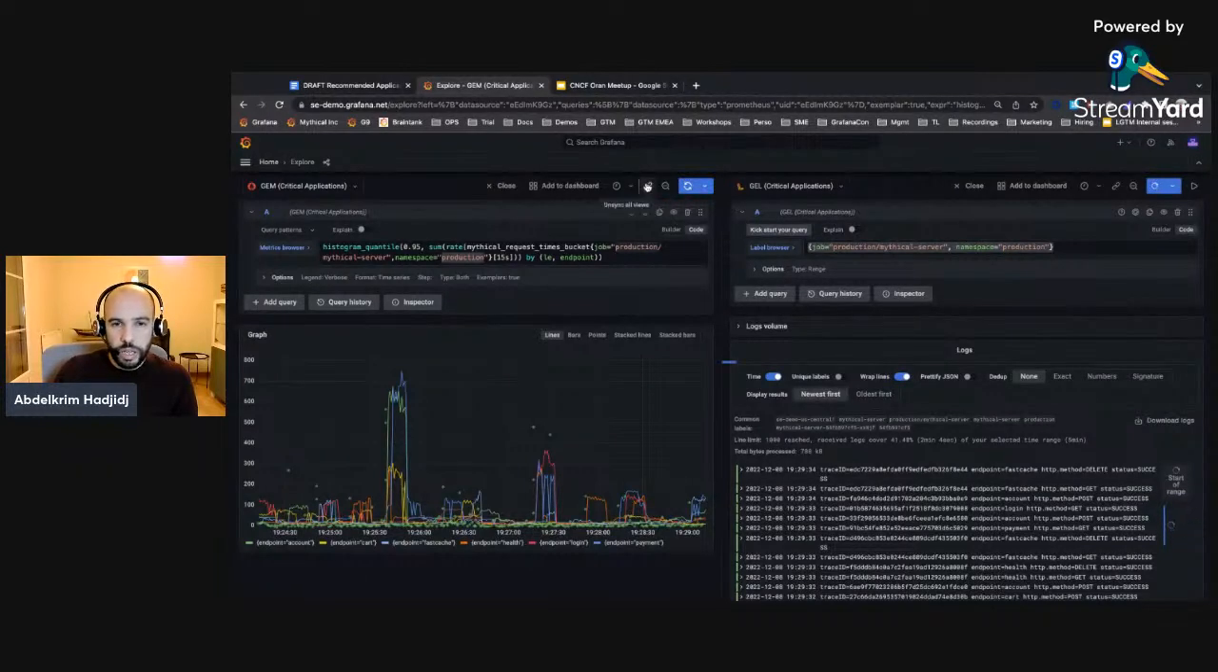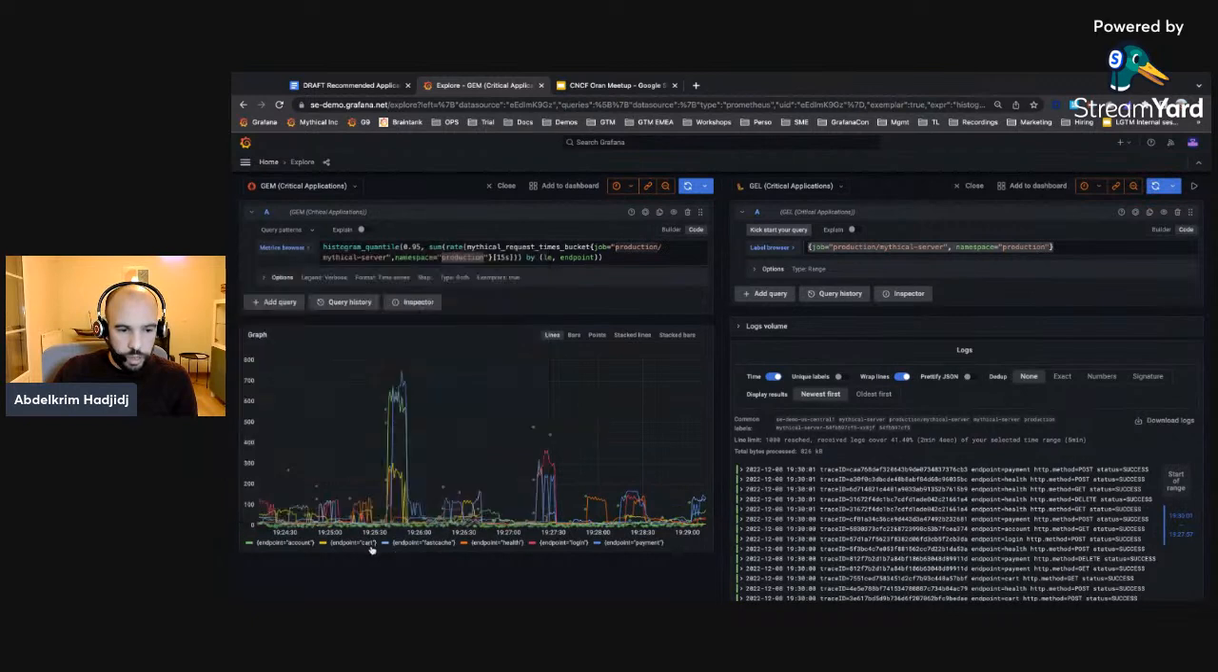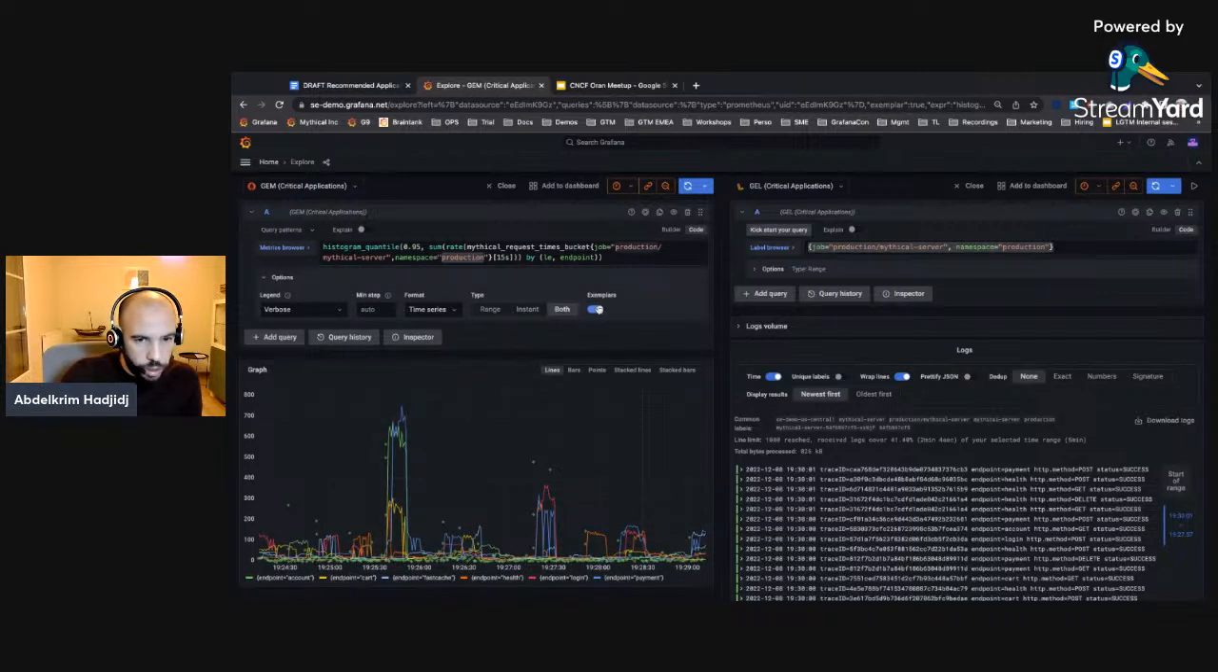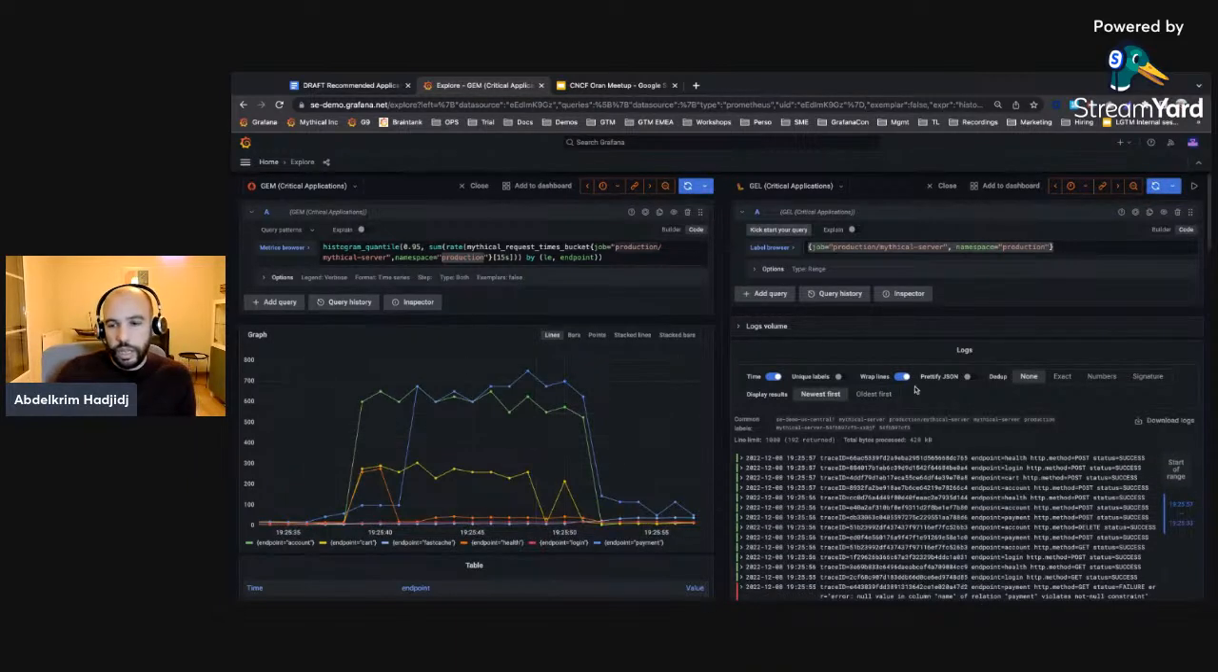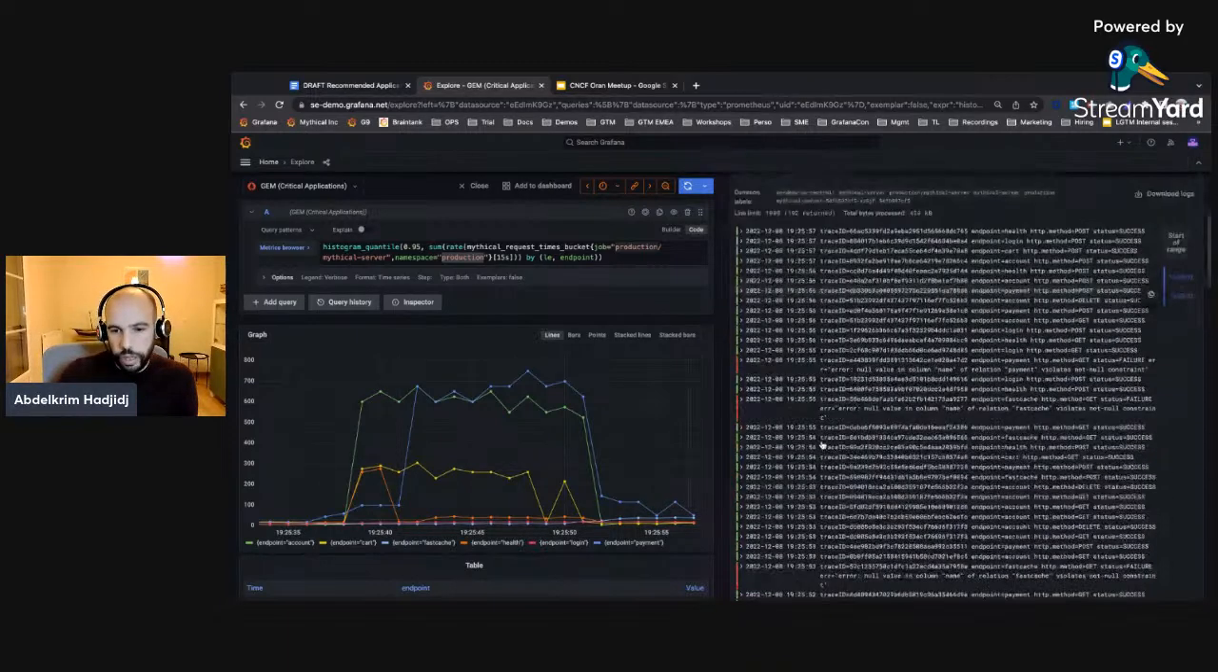And you can also sync the time. So for instance, if I select here, let me disable the exemplar because they are annoying. If I filter here to see what's happening, I only get the logs for this particular time. So the two are synced together, and it becomes much more efficient to find the errors.